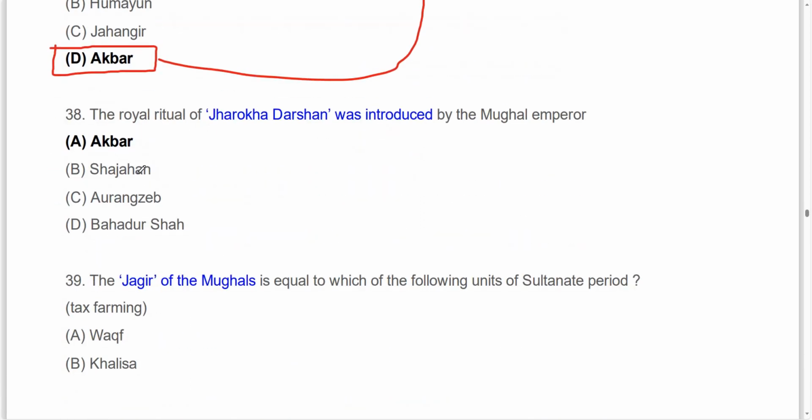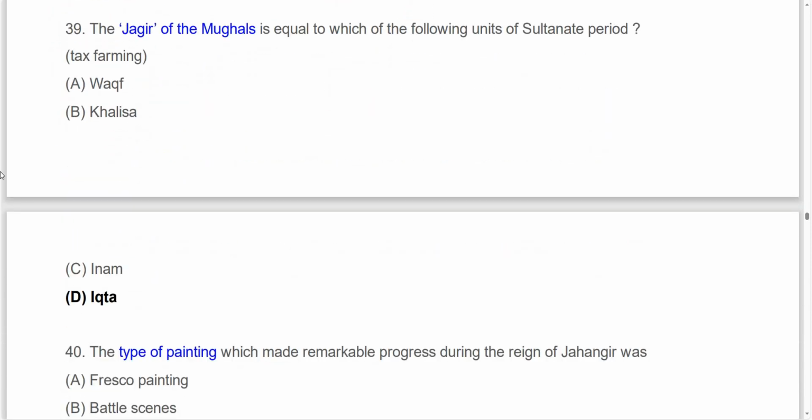Moving on to the next question. The royal ritual of Jharokha Darshan was introduced by the Mughal Emperor Akbar. Akbar was the one who introduced this. Moving on, Jagir of the Mughals is equal to which of the following units of the Sultanate period? Jagir, that is tax farming. Jagir of the Mughal period is equal to Iqta of the Sultanate period.